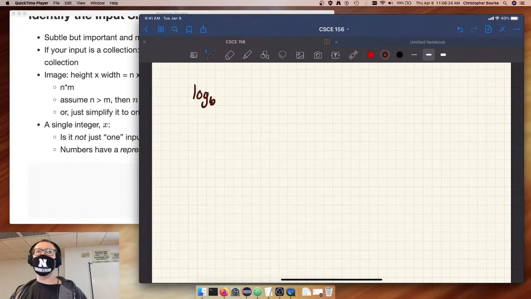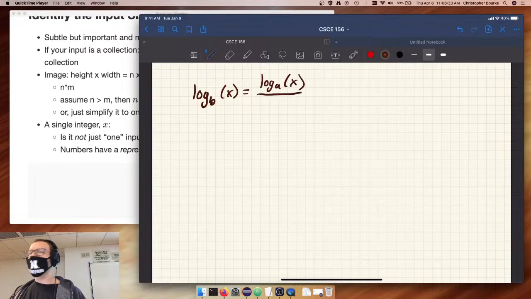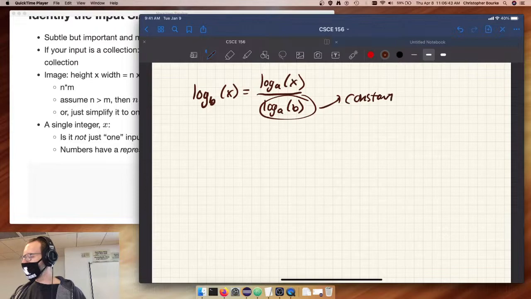Log base b can always be converted into anything else. How? Log base a of x all over log base a of b. This here is just a constant. In other words, you can change it from any base system to any other base system, and the only difference is some constant sitting out front. And remember, in step 5, eventually when we get there, we're going to be throwing out lower order terms. We're going to be throwing out constants, so who cares?